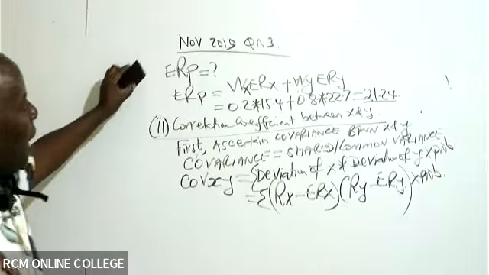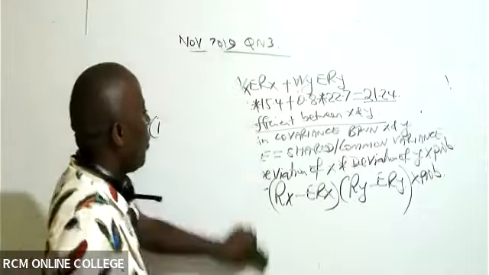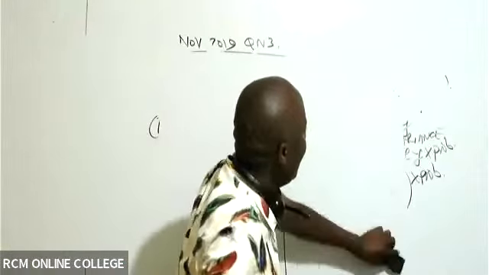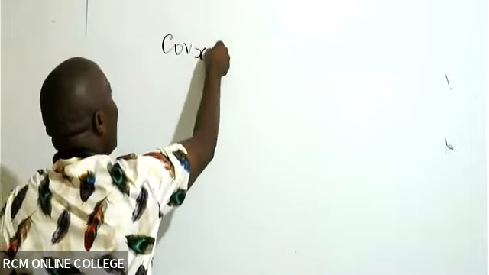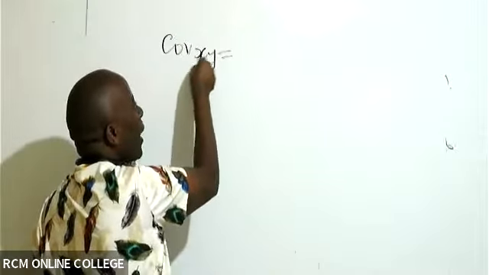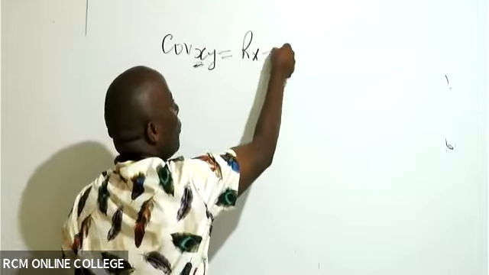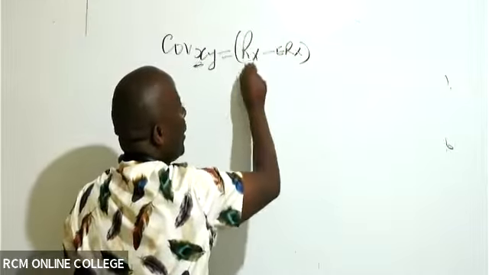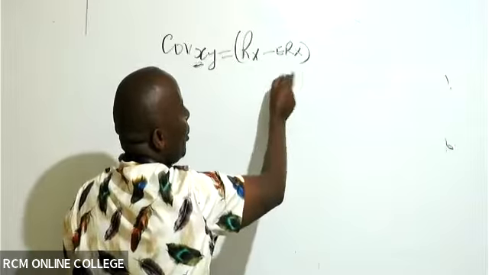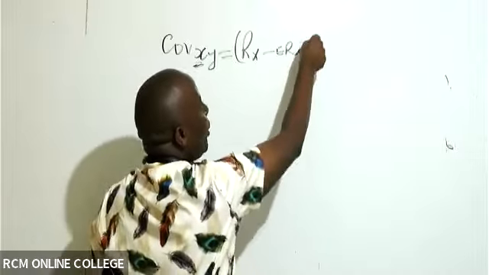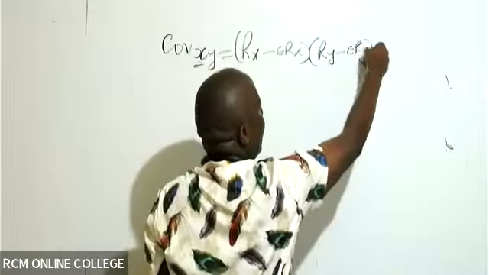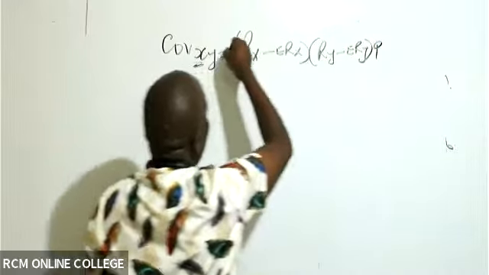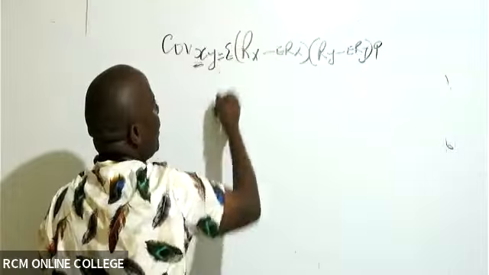Now, ladies and gentlemen, allow me to repeat this concept right away. Anytime they tell us to ascertain covariance between X and Y, I will take the deviation of X, which is actual returns of X minus expected returns of X. It can't be RX minus ERY, no. So it is RX minus ERX, into the deviation of Y, which will be RY minus ERY. And then we multiply with probabilities, and outside here we shall always put a summation.